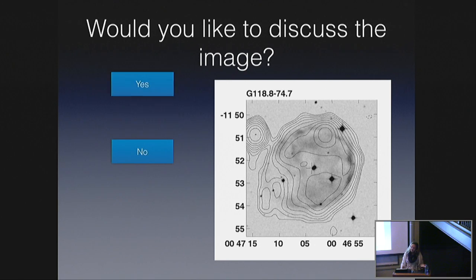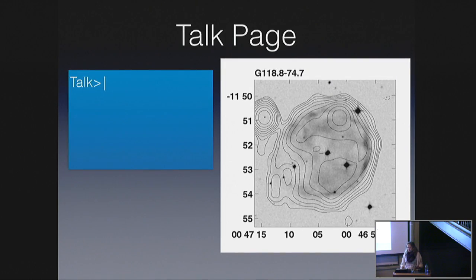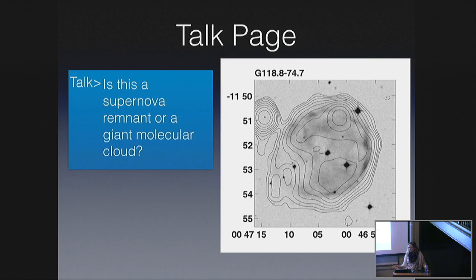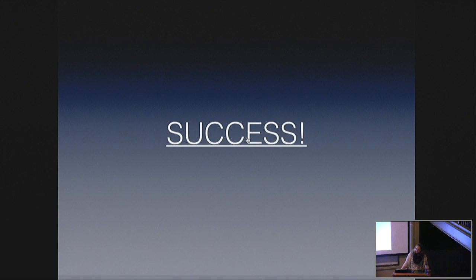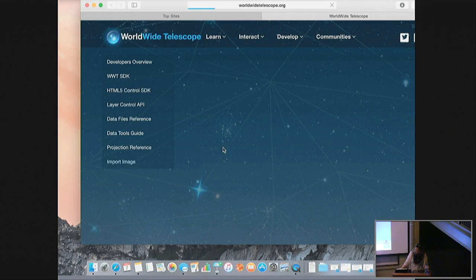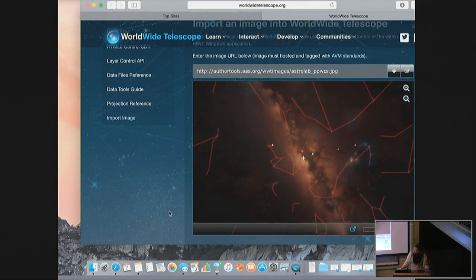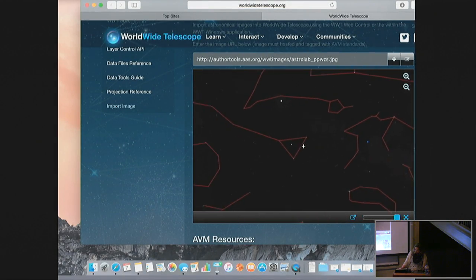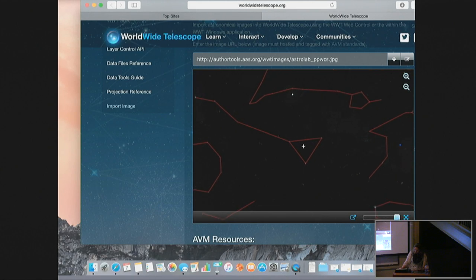They would save it, and then there's an optional feature where they can talk to a professional scientist and ask questions. So if a motivated student was interested, they could go online and ask a scientist a question like, is this a supernova remnant or a giant molecular cloud? And it would be answered within 2 or 3 days by a professional scientist who volunteered their time. And then they would have successfully solved an image, which we will see in a second, appear on WorldWide Telescope.